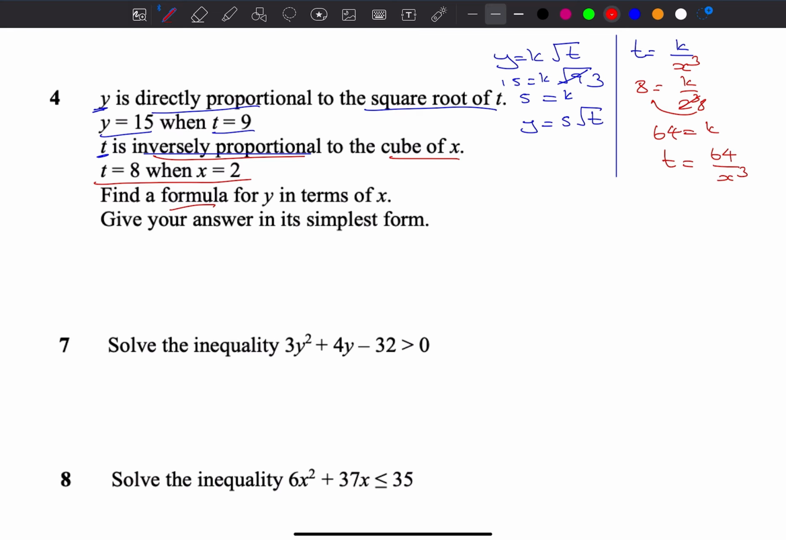Then write down the formula. Always look for common letters. T is a common letter between them. Y equals 5 square root of t, and T is 64 over x cubed. So y equals 5 times the square root of 64, which is 8, over the square root of x cubed, which is x to the power 3 over 2, because square root is a half. That will give you y equals 5 times 8, which is 40, over x to the power 3 over 2, or 1.5 basically. That's your final answer.